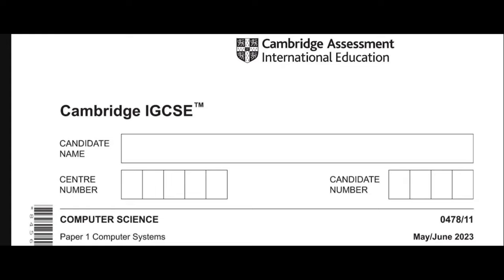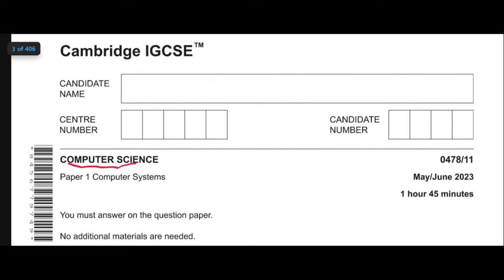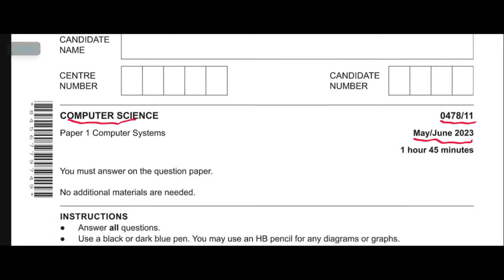Hello guys, my name is Sayed, and in this class we are going to start solving IGCSE computer science past papers. Today we will solve the past paper of May and June 2023, and make sure to know the code. This is 0478. Okay, so let's begin solving the paper.